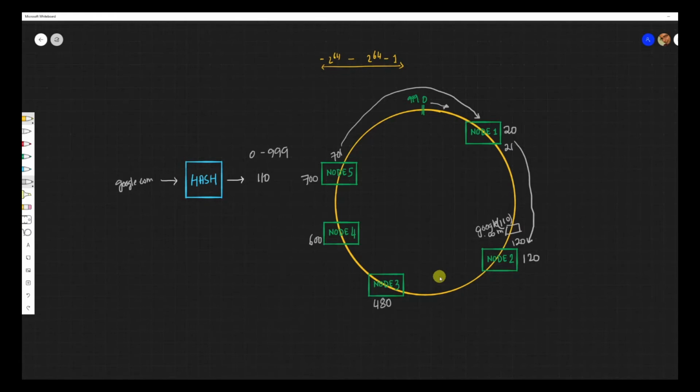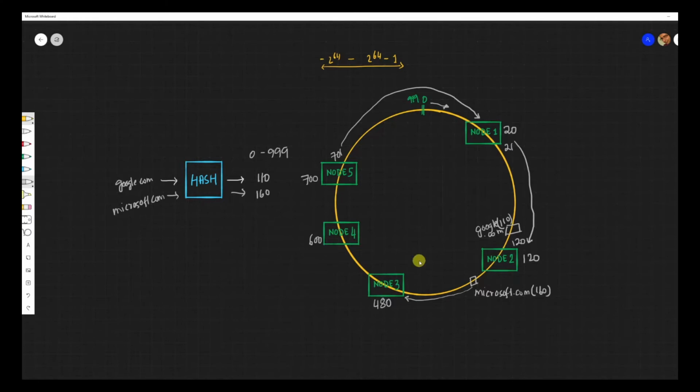Similarly, let's say we are putting Microsoft.com. Since we deal with URLs, I am giving you the example with URLs only, and it gets a value of say 160. So a node over here at 160, and we have the value of Microsoft.com. The nearest clockwise node is this one over here. So this data, Microsoft.com, will be stored in node 3. So it will be stored over here.